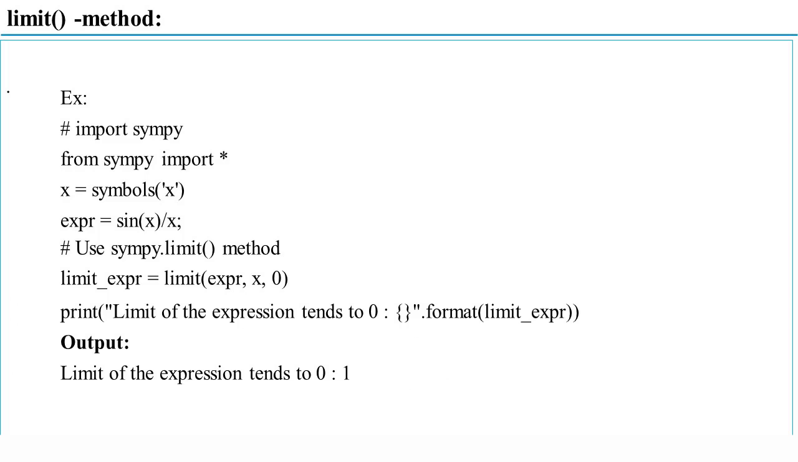An example has been given for the limit method, where the f(x) expression is given as sin x by x. The variable is defined as x and the limit value is given as 0. So the expression to be found is the limit as x tends to 0 of sin x by x. This expression is evaluated and we get the value 1.